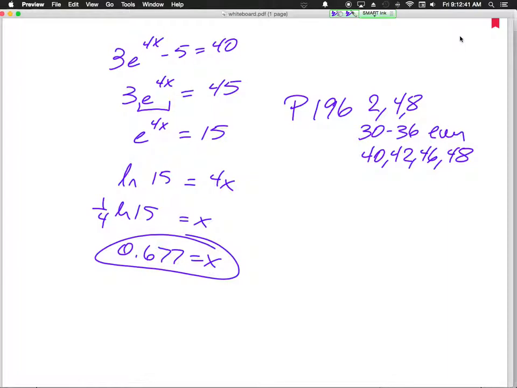All right. So page 196, 2, 4, 8, 30 to 36 even, 40, 42, 46, and 48.